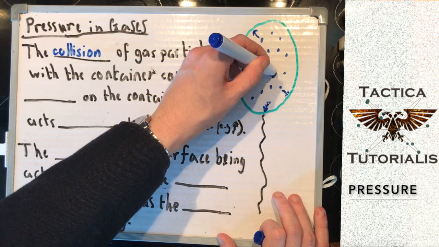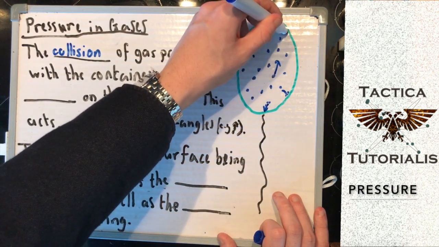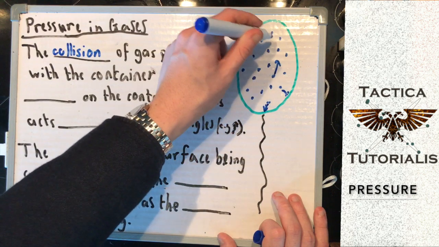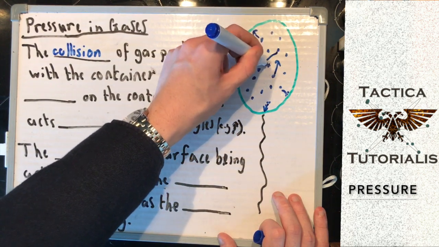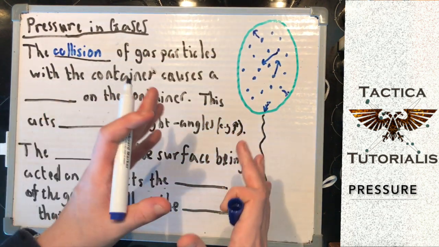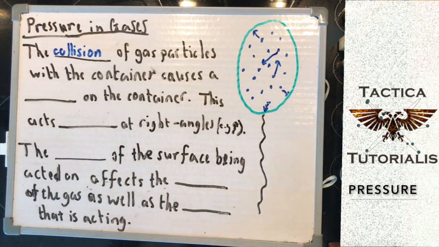This one might be going off in that direction, but eventually it's going to hit that or bounce off and bounce somewhere else. This one might be going in that direction, but it's going to hit that wall. Eventually they will bang into and collide with the container.